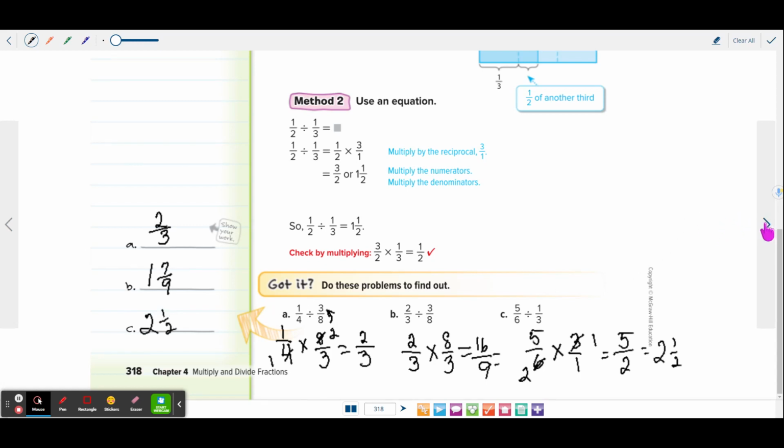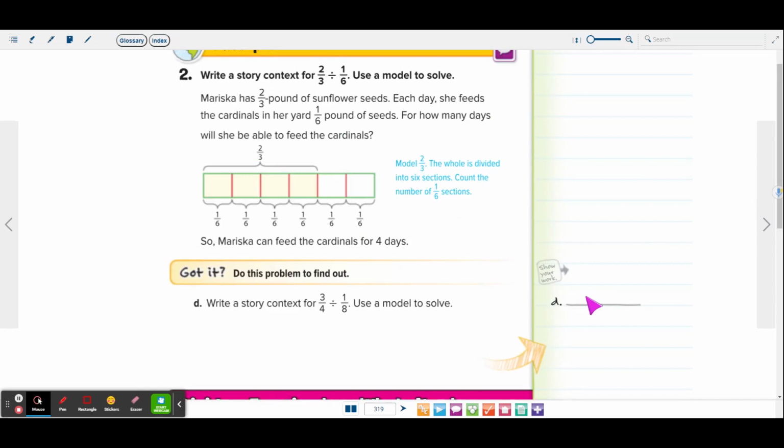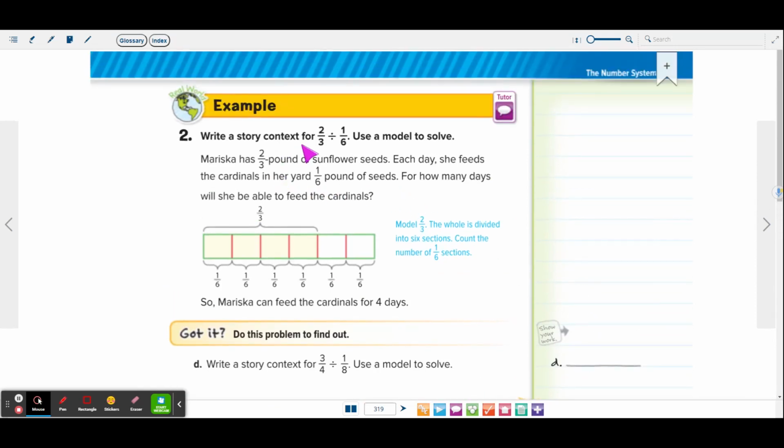Okay. All right, let's go on to page 319. 319 says write a story context for 2/3 divided by 1/6 and use a model to solve. So they used the model. We don't want to do too much with the models. It says Mariska has 2/3 pound of sunflower seeds. Each day she feeds the cardinals in her yard 1/6 pound of seeds. For how many days will she be able to feed the cardinals? So they used a model. I would rather us just do the regular multiplying or dividing fractions.